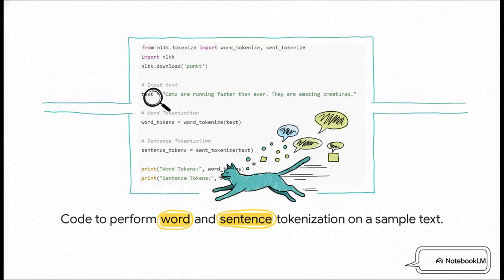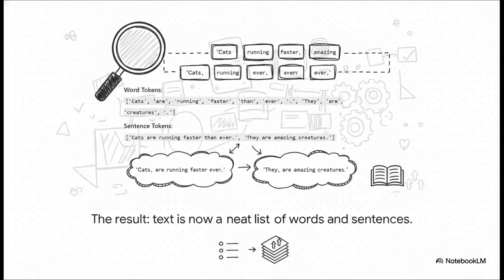Let's actually see how this works. Here's a bit of code. We're giving it two simple sentences as input. Cats are running faster than ever. They are amazing creatures. And we're asking the computer to tokenize this text, splitting it up by both words and by sentences. And boom, here's what we get back.